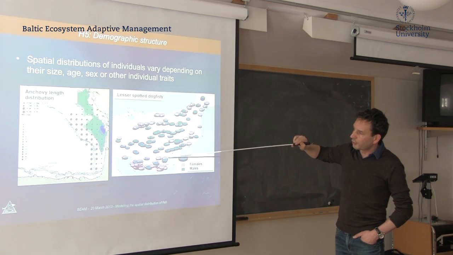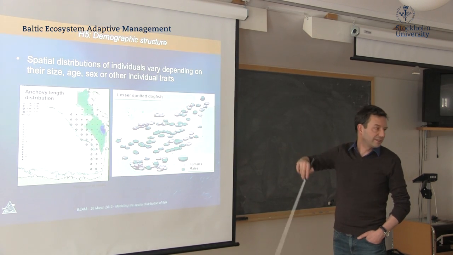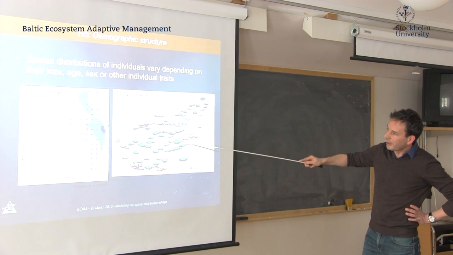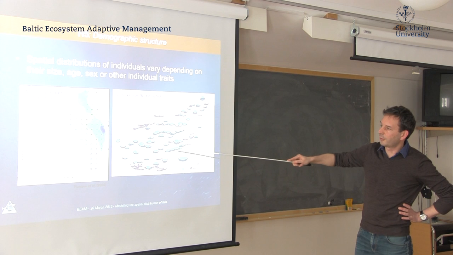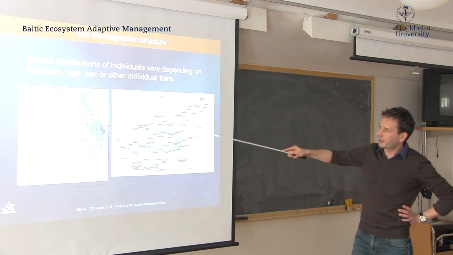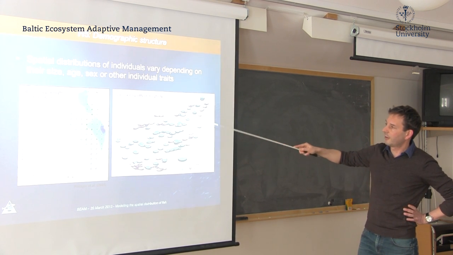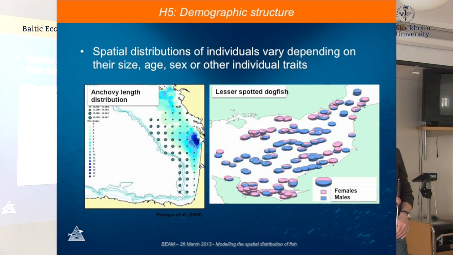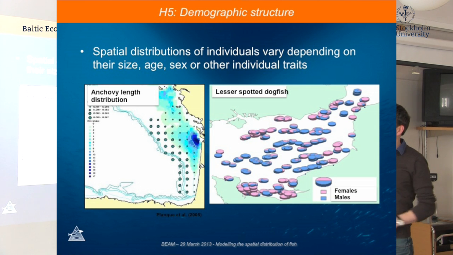And you don't see the abundance, but what you see is the proportion of males and females in the different spots. And you see that it's not randomly distributed. In the central part of the channel, you have more males, and on the edges, you have more females. So if you imagine a change in the sex ratio in that population, it's possible that that will affect your perceived spatial distribution.